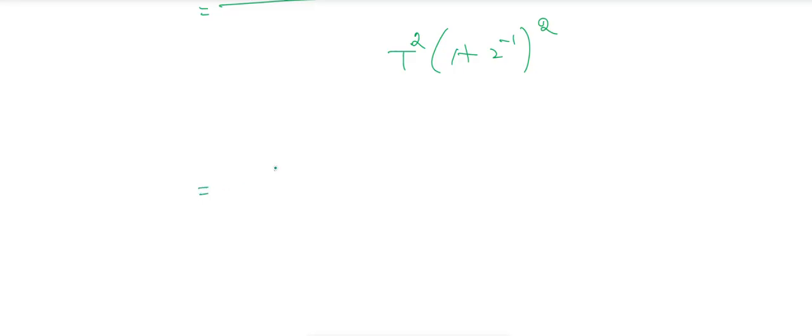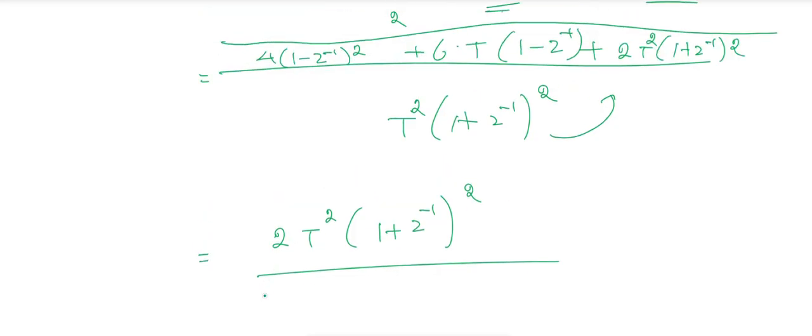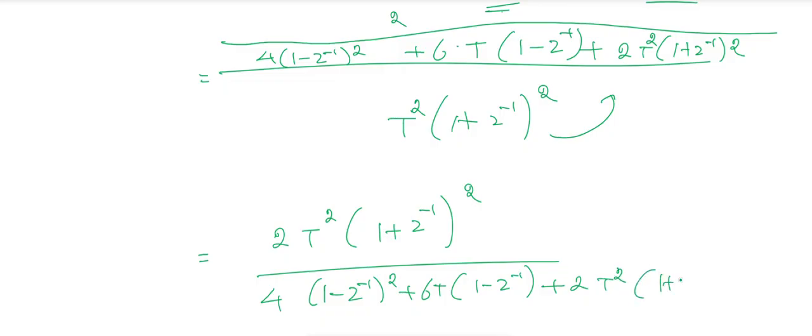The numerator term becomes 2 into t squared of 1 plus z inverse the whole square, divided by the denominator terms, which are 4 into 1 minus z inverse squared plus 6t into 1 minus z inverse plus 2t squared into 1 plus z inverse the whole square. Now you apply t is equal to 1 first case.